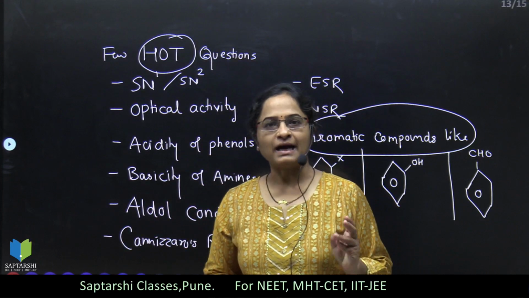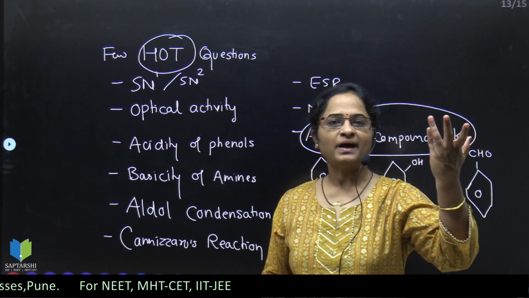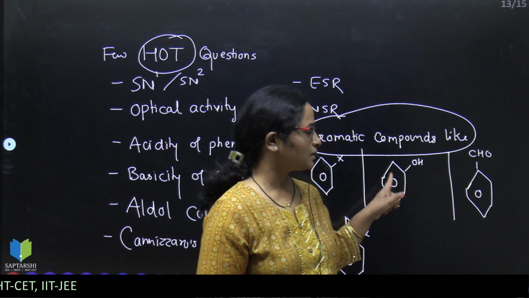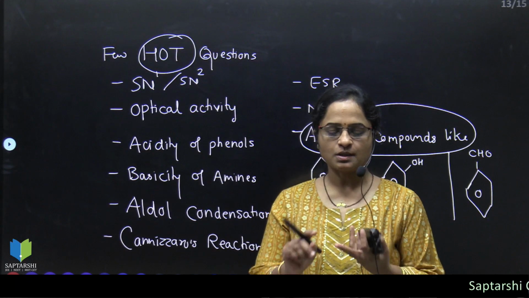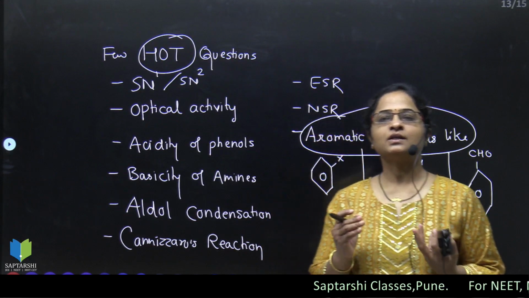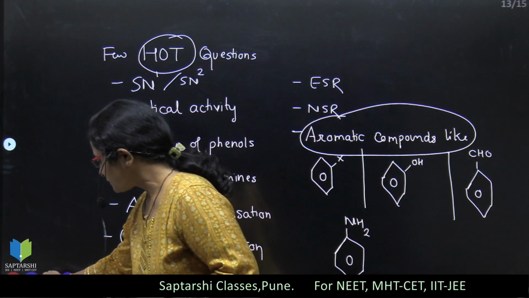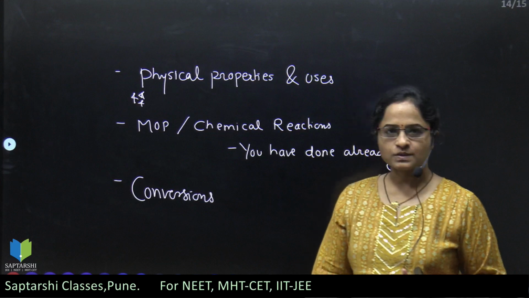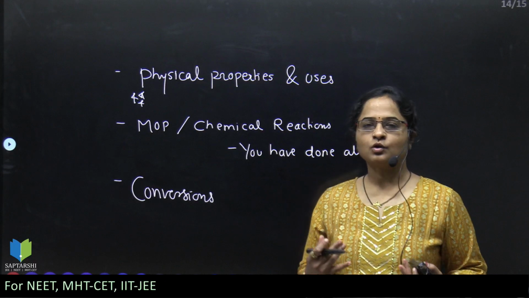That means a question could be like this: chlorine is say ortho-para directing or activating or deactivating. Such questions will be asked for these particular groups, and depending on that the reactions like bromination, that is halogenation, nitration, sulfonation, Friedel-Crafts reaction, these are the common points for all these aromatic compounds. Physical properties and uses, like uses of phenol, like uses of alcohol. So these are the common questions.